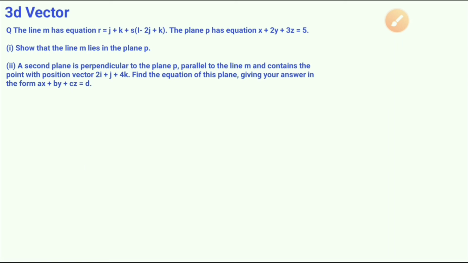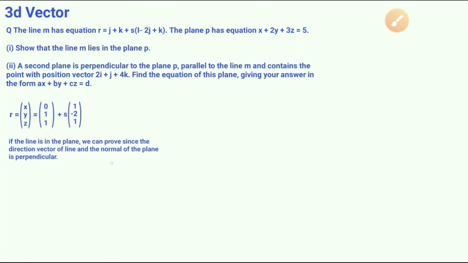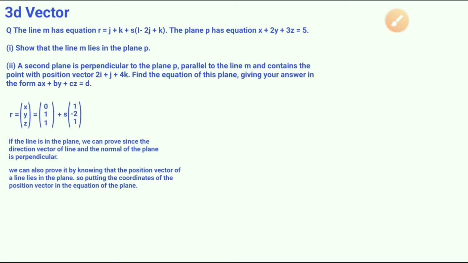Another question. The line M has this equation, the plane P has this equation. Show that the line M lies in the plane P. If the line is in the plane, we can prove it since the direction vector of the line and the normal of the plane are perpendicular. We can also use the dot product. We can also prove it by knowing that the position vector of the line lies in the plane, so putting the coordinates of the position vector in the equation of the plane. You can do it in both ways. Done, proved.